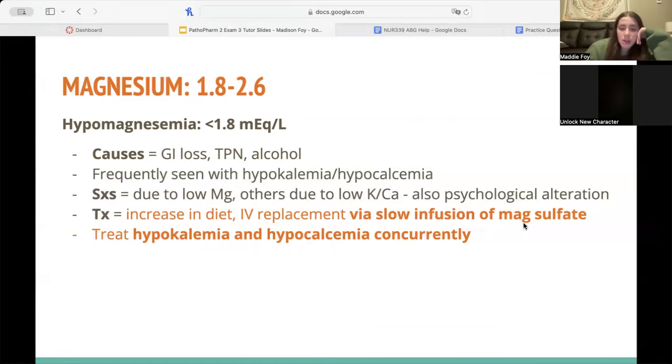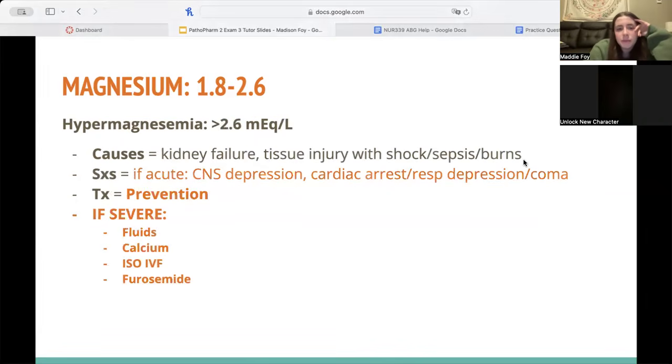So you need to monitor their respiratory rate, their deep tendon reflexes, all that type of stuff, because you don't want to overcorrect and cause excess sedation. And then oftentimes hypokalemia, so low potassium, and low calcium can occur alongside low magnesium. So you kind of want to keep all of these things together while you're treating them.